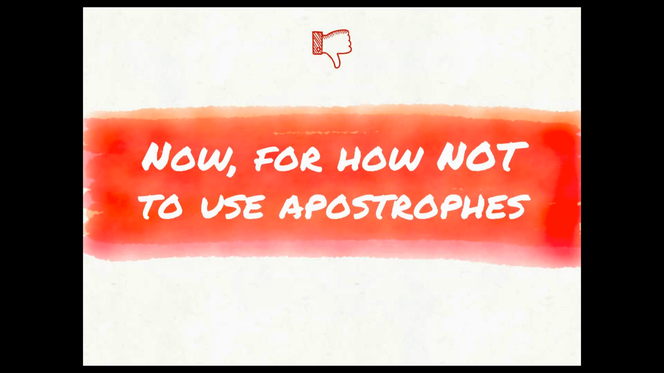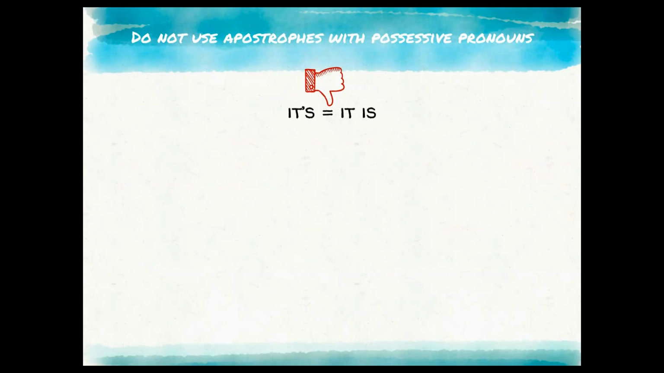Now here's how not to use apostrophes. A really common mistake is with possessive pronouns. So, it's always means it is. If there is an apostrophe in its, just like you can see here, it's with an apostrophe does not mean it owns something.